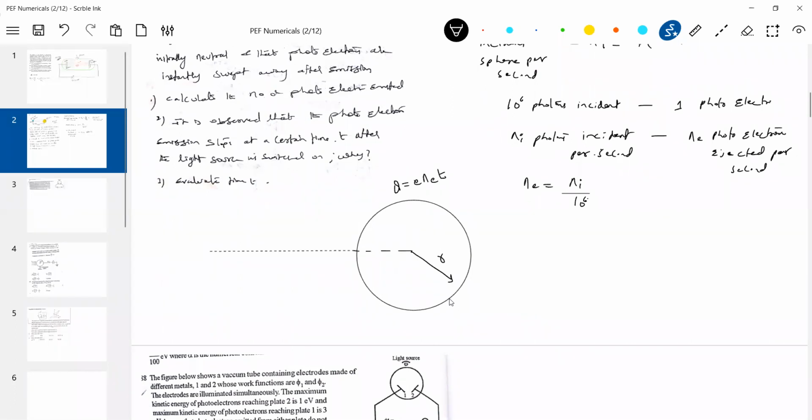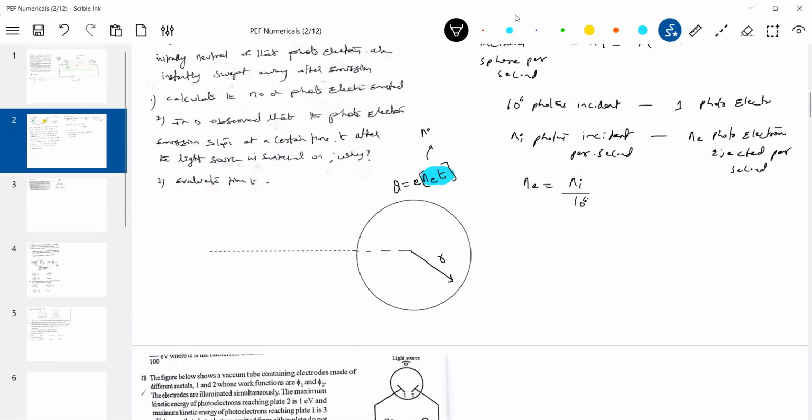Why? Because what is Ne? Ne is the number of photoelectrons ejected per second. So multiplied by time, that will give the charge. What is this Ne into t? It will give the number of electrons. Ne is the number of electrons ejected per second, so in time t, the number of electrons ejected is Ne into t.